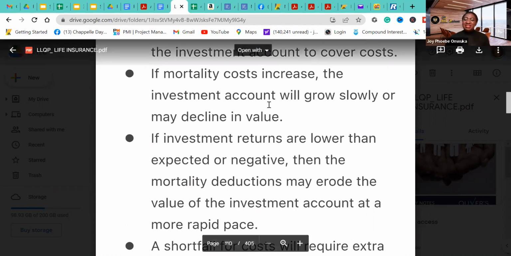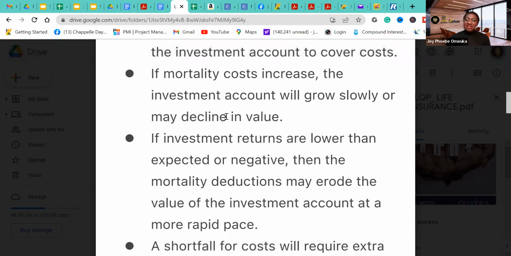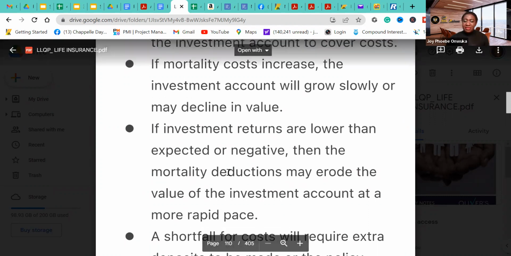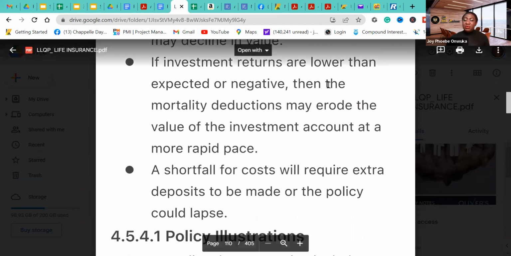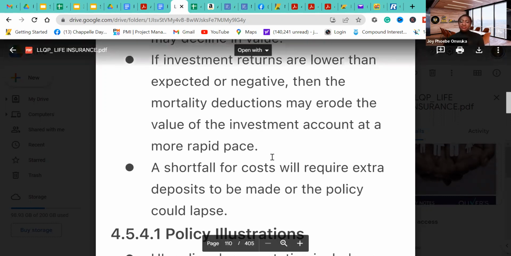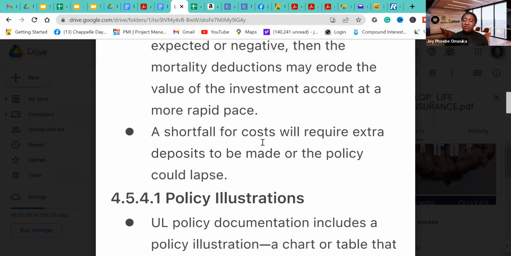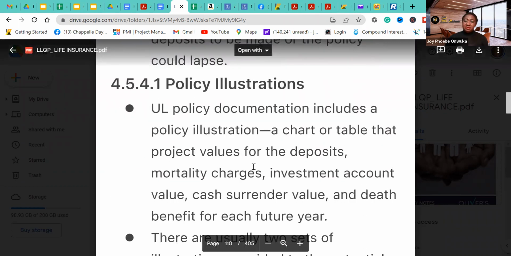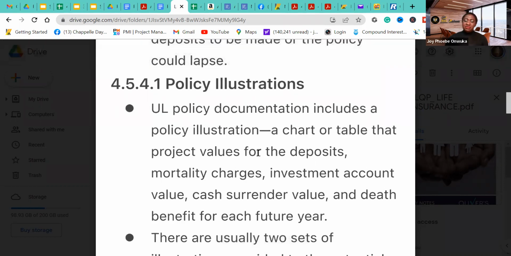All right? If mortality costs increase, then the investment account will grow slowly or may decline in value. If investment returns are lower than expected or negative, then the mortality deductions may erode the value of the investment account at a more rapid pace. A shortfall for costs will require extra deposit to be made, or the policy could lapse. All right? Now, policy illustrations.